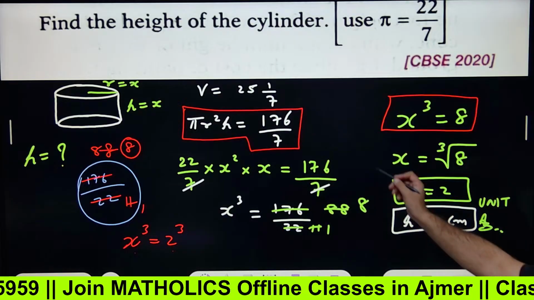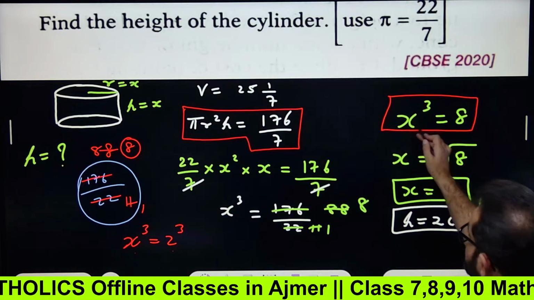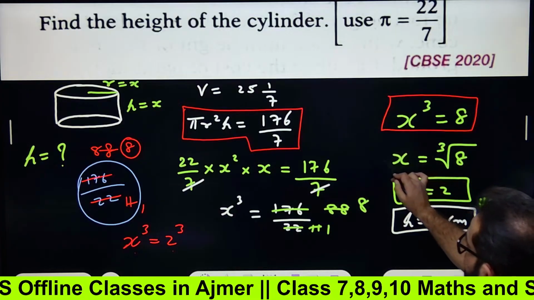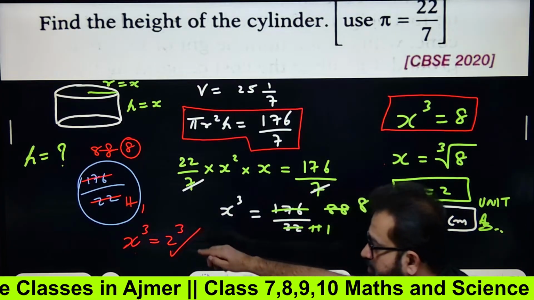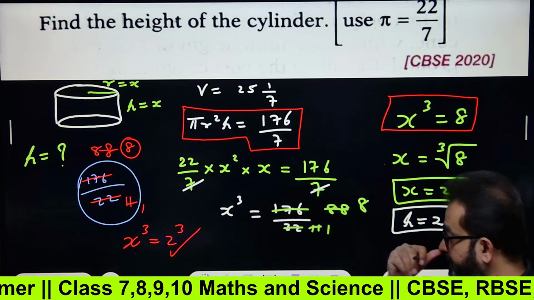Got the point now? For this point, we can say x cube equals 2 cube. If you are not comfortable with this step, go by this step also. Okay, this is also correct. This is in fact easier for all of you.